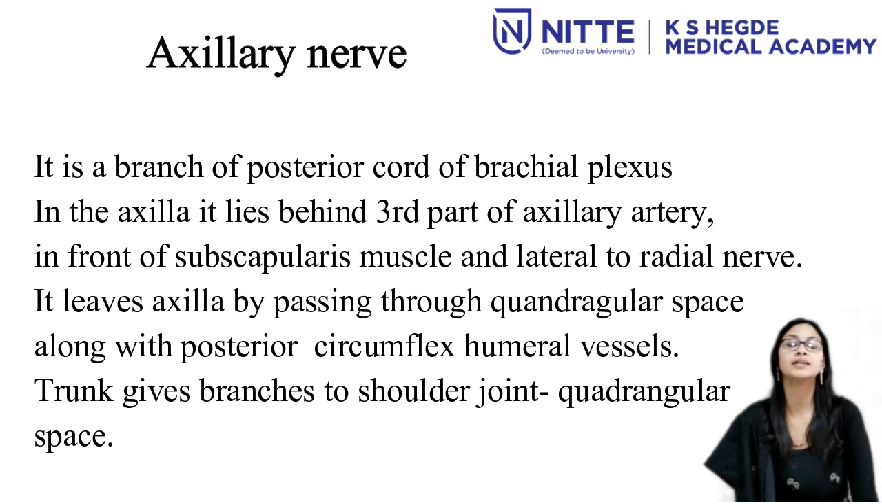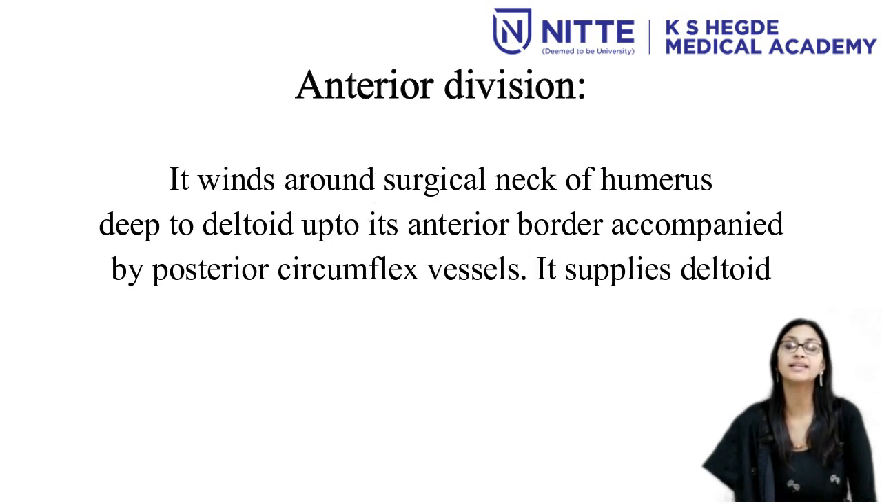The nerve here gives branches to the shoulder joint when it traverses the quadrangular space. After emerging from the quadrangular space, it divides into two divisions, anterior and posterior. The anterior division winds around the surgical neck of the humerus deep to the deltoid up to its anterior border, and here it is accompanied by the posterior circumflex humeral vessels. It supplies the deltoid muscle.